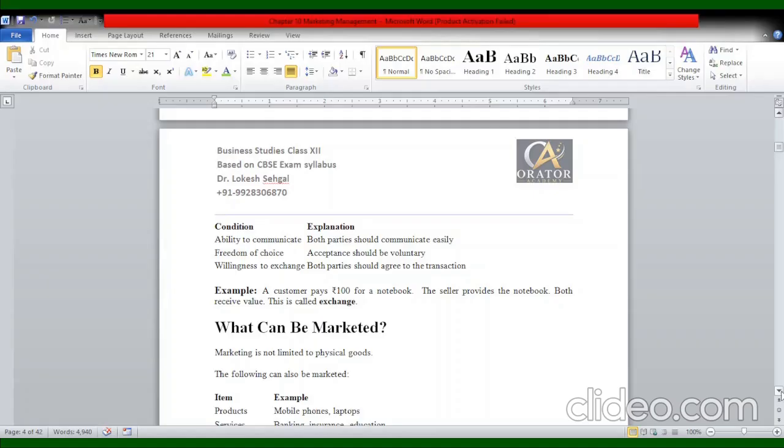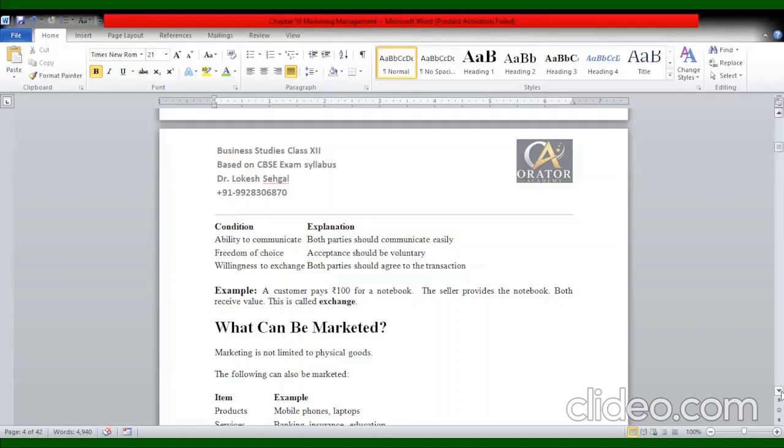So we can understand through an example. A customer pays 100 rupees for a notebook. The seller provides the notebook to the customer, and both receive value, because the customer has received the book and the seller has received the 100 rupees. This is called exchange. A very simple example.